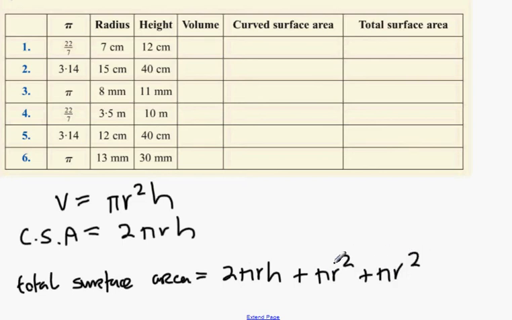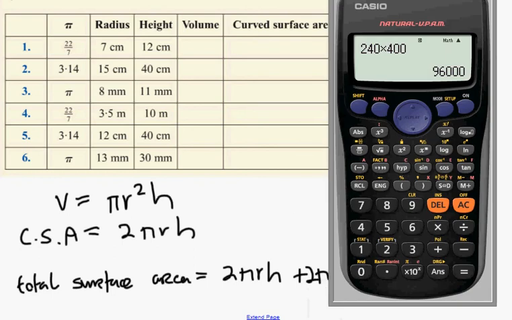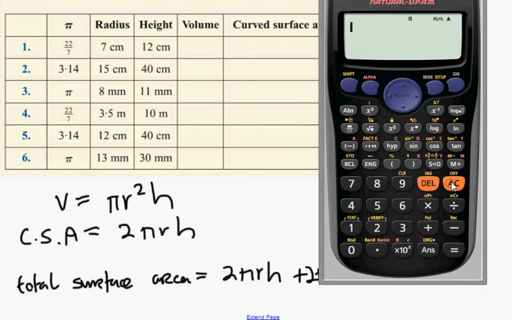Now the pi r squared and pi r squared make two of them, because they represent the two circles. So what we're going to do next is use 2 pi r squared. It's basically just about using your calculator and filling in the information. I want to find out the volume first, so all I'll do is enter in the numbers.